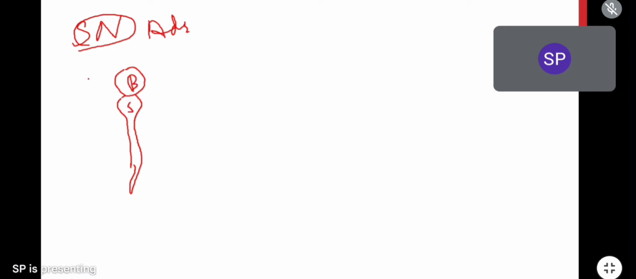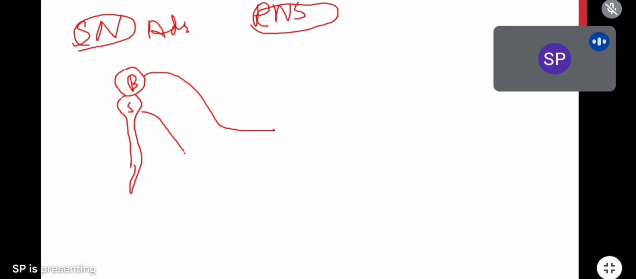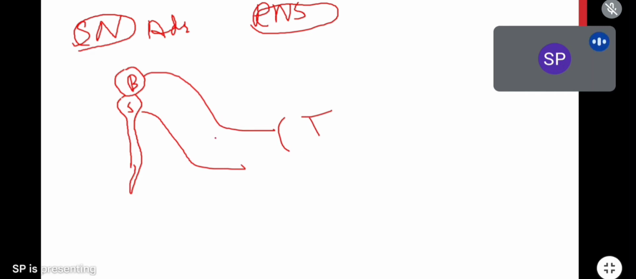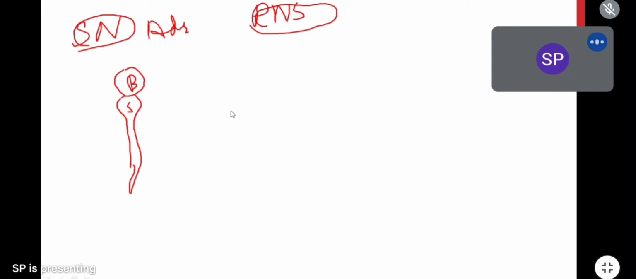All the peripheral nerves will be arising from the brain or from the spinal cord, and they will be attaching to the tissues. Somatic nerves will have a single nerve fiber, and sympathetic and parasympathetic will have two fibers. All these basic things we have already discussed. Now see the brain and spinal cord: all the peripheral nerves arise from the brain and spinal cord.